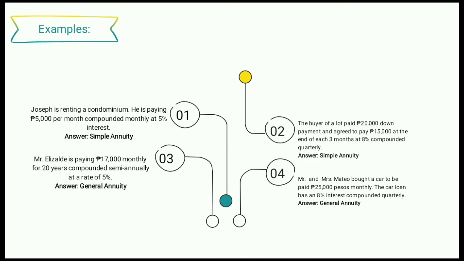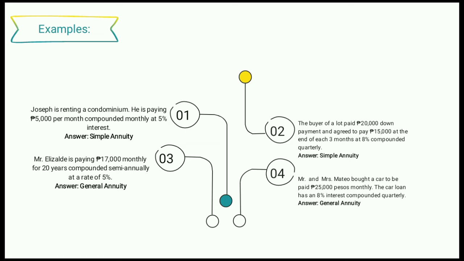Example number 1. Joseph is renting a condominium. He is paying 5,000 per month, compounded monthly at 5% interest. Answer is simple annuity. Why? Because as you notice, the payment interval is per month and the compounding interval is monthly. So by definition, we call it a simple annuity.